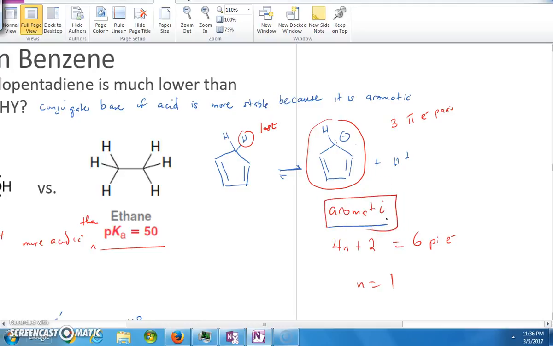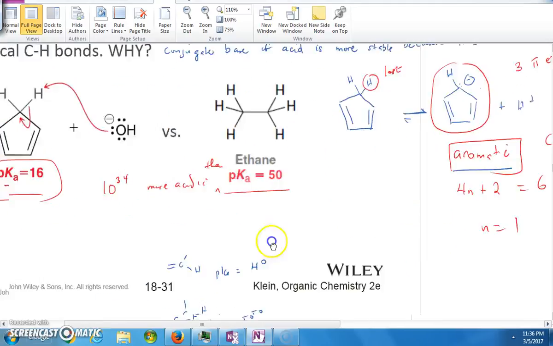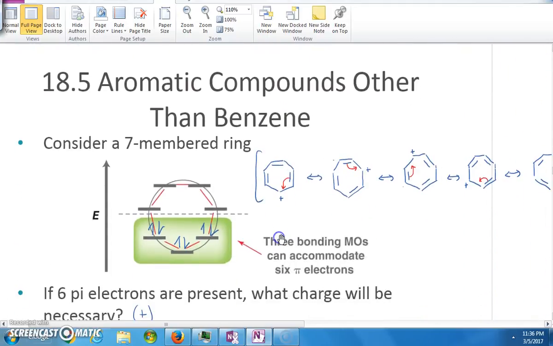And because this is really stable, the conjugate base is very stable because it's aromatic. You see, the conjugate base is very stable because it's aromatic, and so the equilibrium is going to lie towards the right.